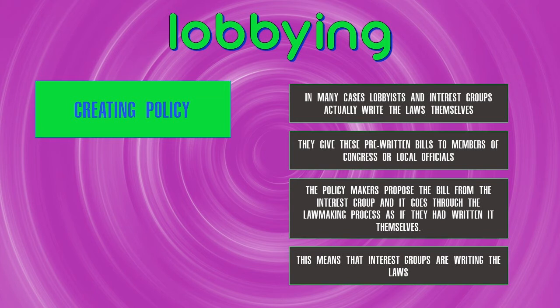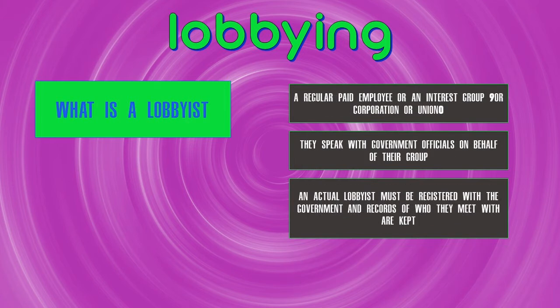It's usually boring little stuff that people aren't going to pay attention to. And so this is one of the ways that interest groups are most successful. A lobbyist is a paid employee of an interest group. They can also represent a corporation or a union. Those are just other versions of advocacy groups here.